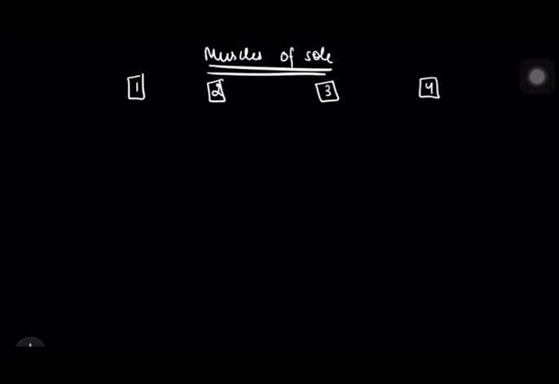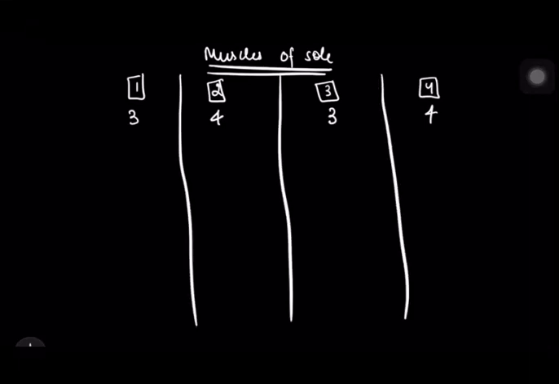So we need to know that there are 4 layers of muscles of the sole. Let me name them: layer 1, layer 2, layer 3, layer 4. Each layer has 3 or 4 muscles. This layer has 3 muscles, this one has 4, this one has another 3, and this one has 4 muscles. And now we'll try to memorize them by naming them.